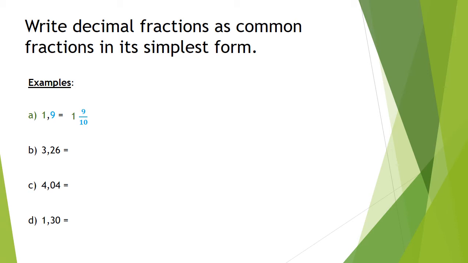Number B, 3,26. There are 2 decimal places after the decimal comma, 3,26. So therefore, our denominator must have 2 zeros as well. So 3 and 26 hundredths. What can go into 26 that can go into 100? 2. So we'll have to divide by 2 over 2.